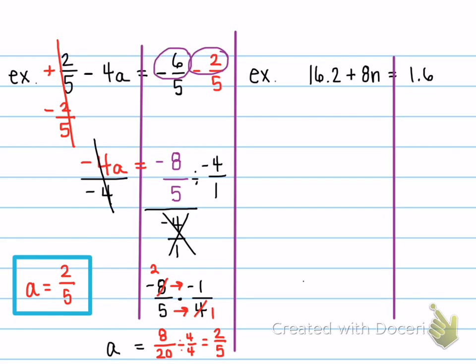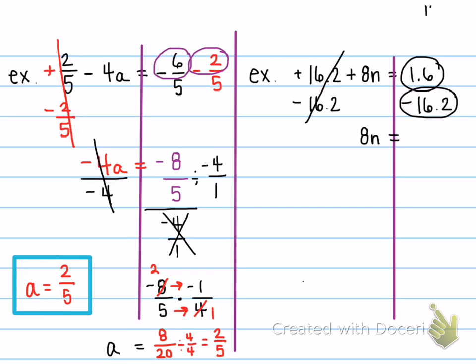All right, there's no simplifying in this problem. 16.2 plus 8n are not like terms. There's no distributing. So I need to add or subtract first. I'm going to move the 16.2 to the other side. It's a positive 16.2. So to move it, I'm going to subtract 16.2, or 16 and 2/10, and subtract 16 and 2/10. Now these cancel out. I'm left with positive 8n. It's not a negative. I have a positive 1.6 and a negative 16.2. So I know that I need to subtract because the signs are different.